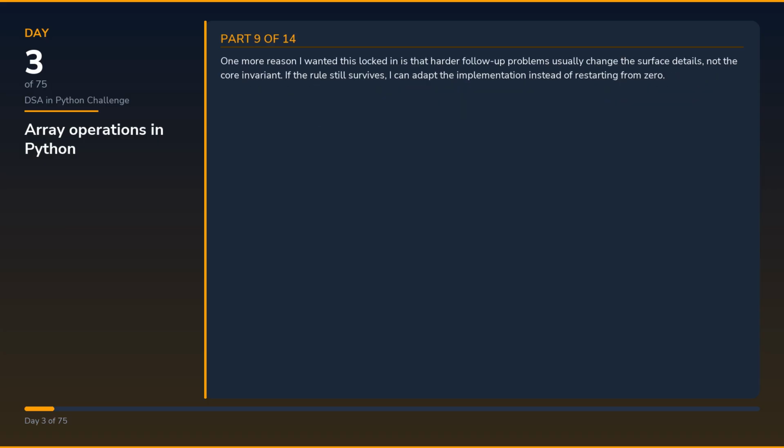One more reason I wanted this locked in is that harder follow-up problems usually change the surface details, not the core invariant. If the rule still survives, I can adapt the implementation instead of restarting from zero.